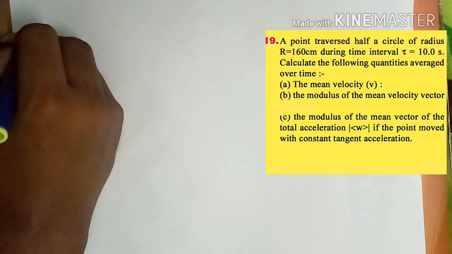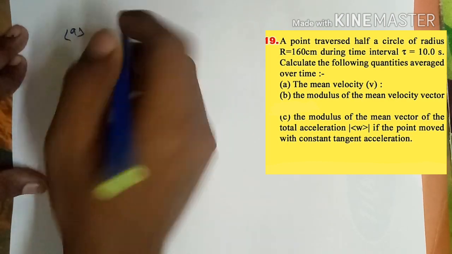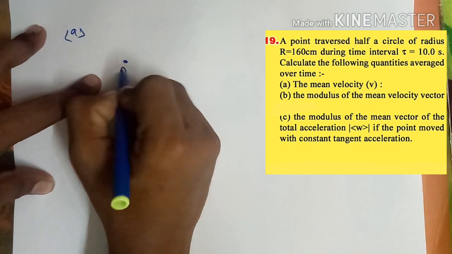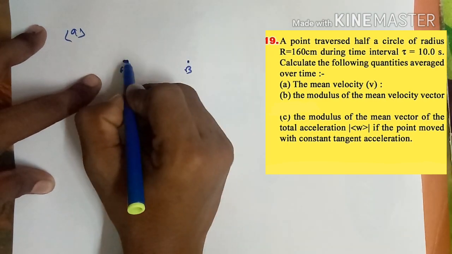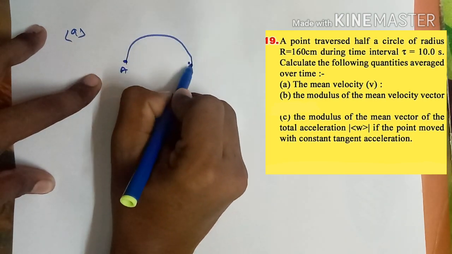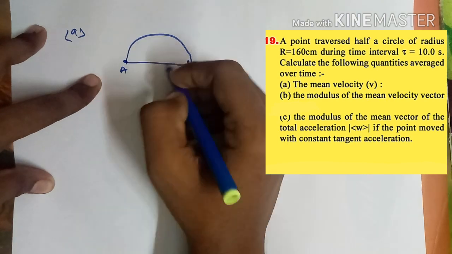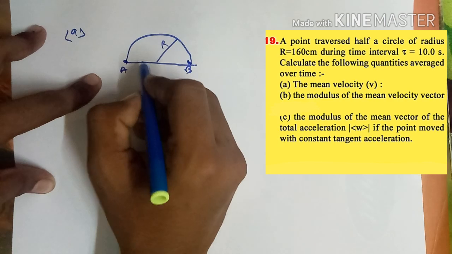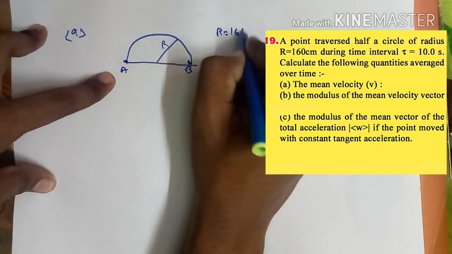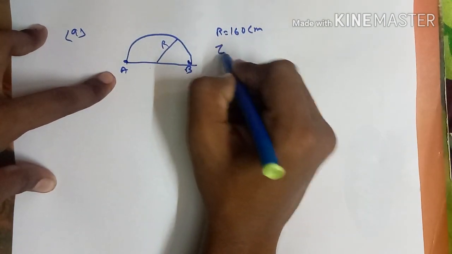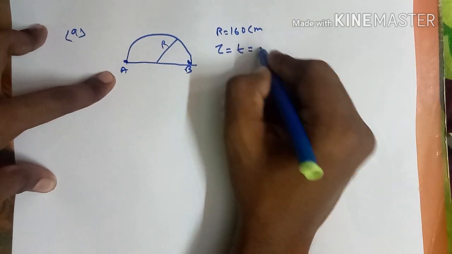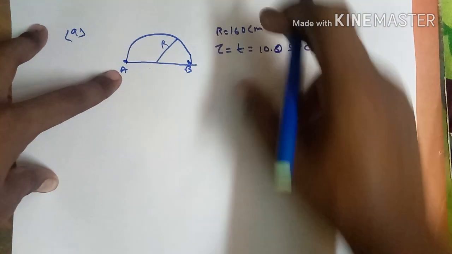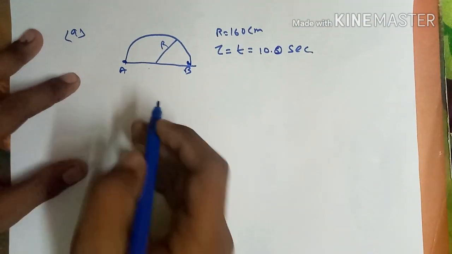So the first part of the question says calculate the average speed. From this point to this point it moves like a semicircle, it travels a semicircular path of radius r. The value of r is given as 160 centimeter and the time tau equals 10.0 second. So these two pieces of information are given to us. Now let us solve this question.